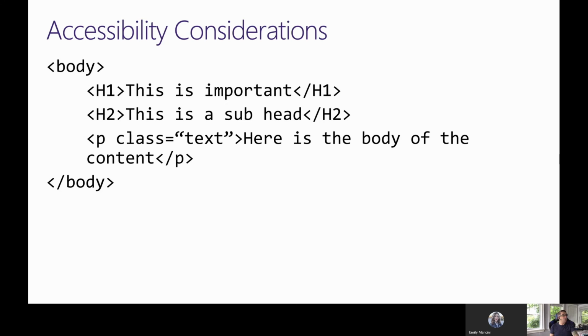If we have an H1 that says this is important, an H2 that says this is a subhead, and a paragraph tag with the body text, what this does when a screen reader reads it is it says, "Heading 1, this is important. Heading 2, this is a subhead." And then it reads the text of the body for the paragraph tag. So your user really gets a very clear indication of the information hierarchy that they visually can't see.